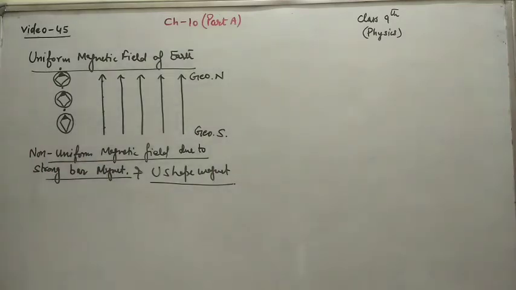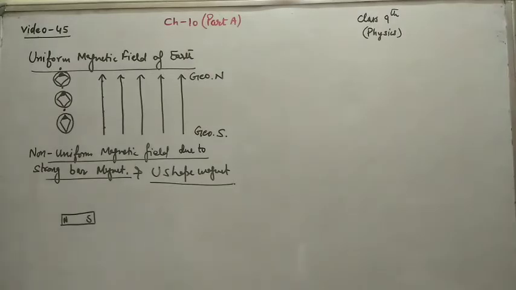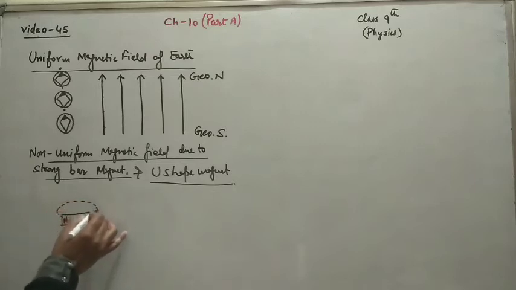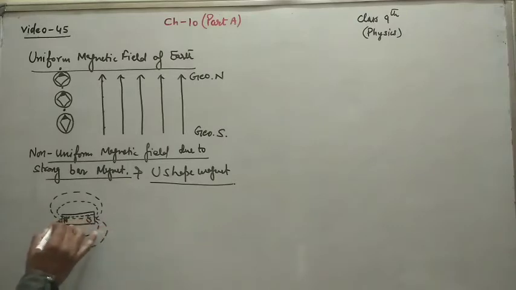Now we can draw for the bar magnet also. Let it be north, here you'll have south. So magnetic field lines always start from north and end in south in this way. So these are continuous closed curves.